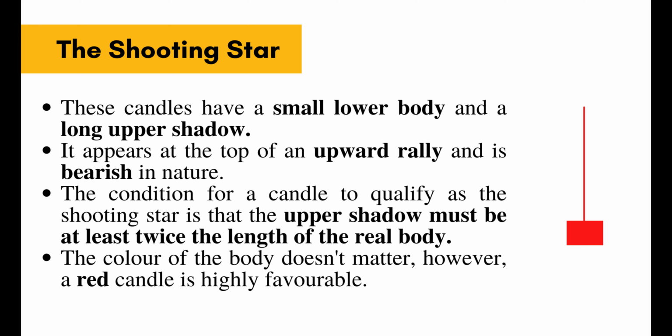It is characterized by a long upper shadow and small real body, where the length of the shadow is at least twice the body. A shooting star appears in an uptrend and is bearish in nature. Also keep in mind that the longer the shadow, the more bearish is the pattern. Well, let's understand the logic behind it.